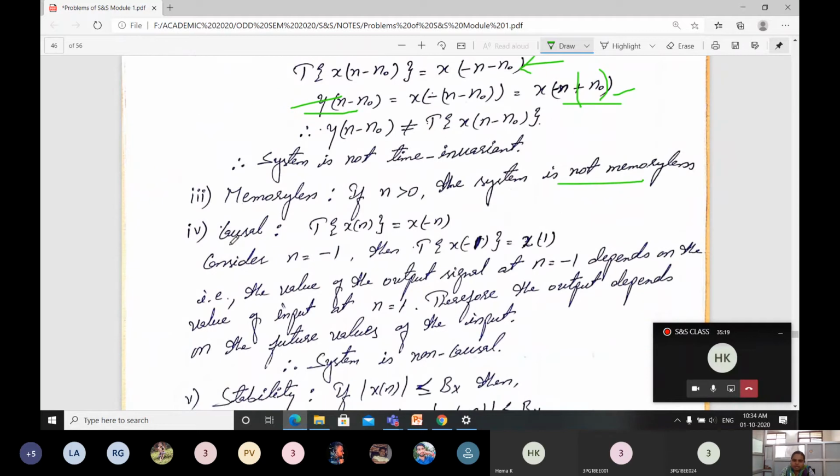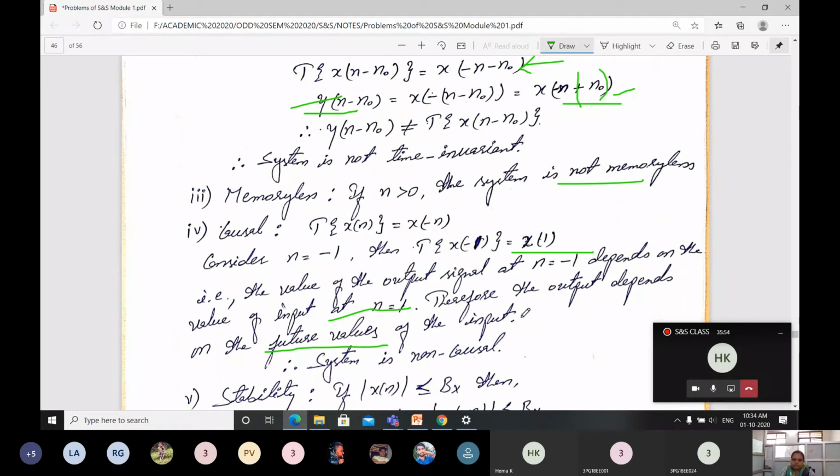Then what about causality? If I substitute n is equal to minus 1, what will I get here? I will get x of 1. For the past value, it is giving the present value. Therefore, the value of the output signal at n is equal to minus 1 depends on the value of the input at n is equal to 1. Therefore, the output depends on future values, meaning next values. I am giving minus 1, but it gives the output as the next value, right?